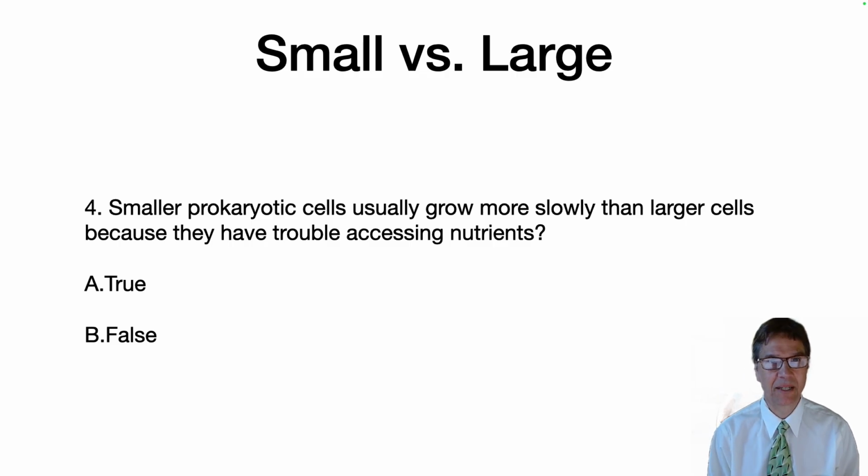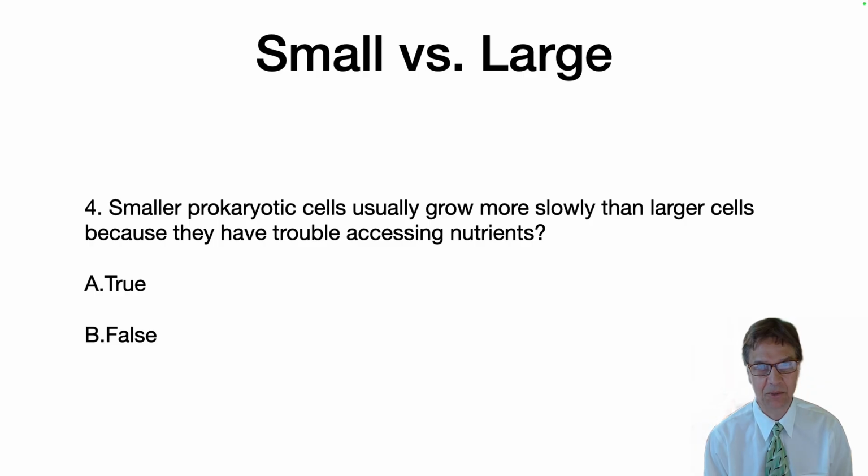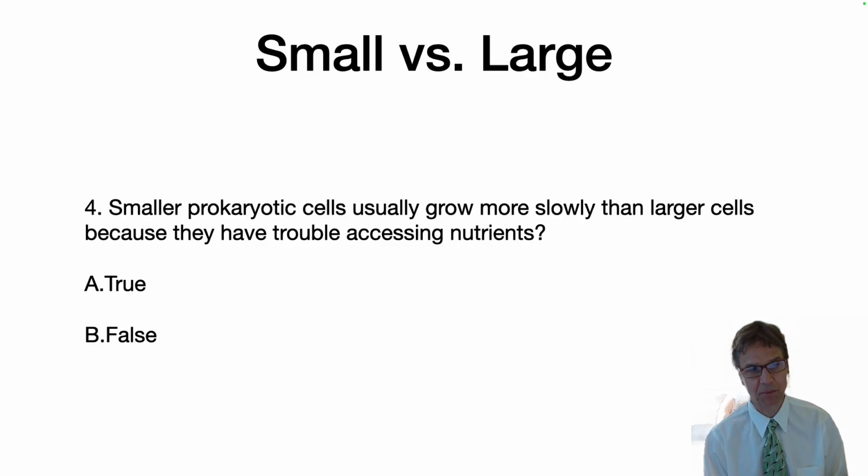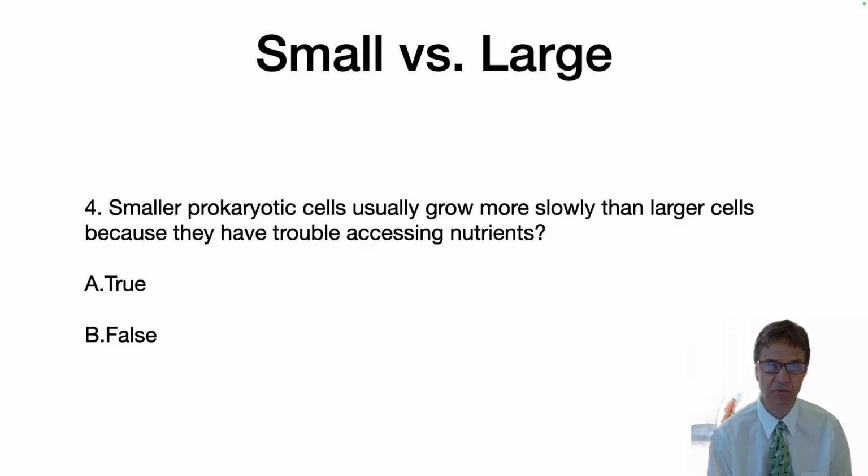Finally, small prokaryotic cells usually grow more slowly than larger cells because they have trouble accessing nutrients. True or false? The answer is false. Smaller cells grow better because they have a better surface to volume ratio. It's larger, so they have more access to nutrients.